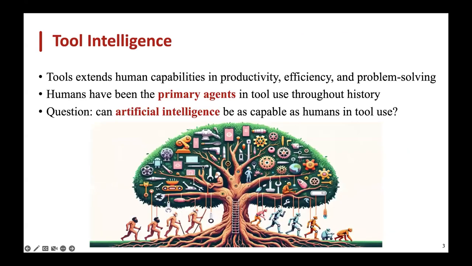So in this part, we will delve into the fascinating realm of tool intelligence. Tools are not merely extensions of human hands. They magnify our capabilities in productivity, efficiency, and problem solving. Historically, humans have dominated the scene of tool use. This brings us a pivotal question: can artificial intelligence match humans' capability in tool use? As we explore this question, we will uncover the potential of AI in extending what tools can do and possibly redefine our relationship with technology. It embarks on this journey to understand how AI might not only use tools but also enhance them, perhaps in ways we have not yet imagined.